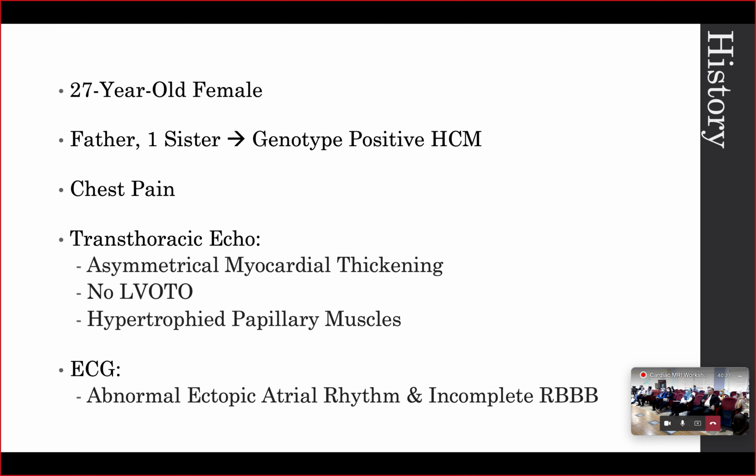Second case, a young lady, positive family history of HCM, and the patient came presenting with chest pain or chest discomfort. The patient received an echo that revealed asymmetrical myocardial thickening, more at the basal, and hypertrophied papillary muscles. ECG revealed some abnormal ectopy and incomplete right bundle branch block.